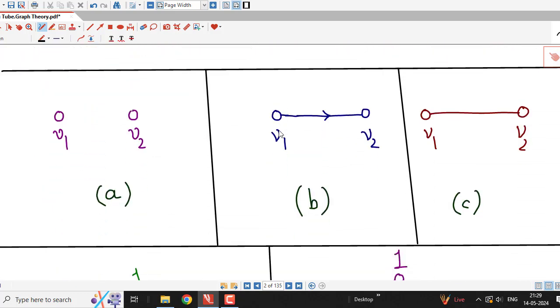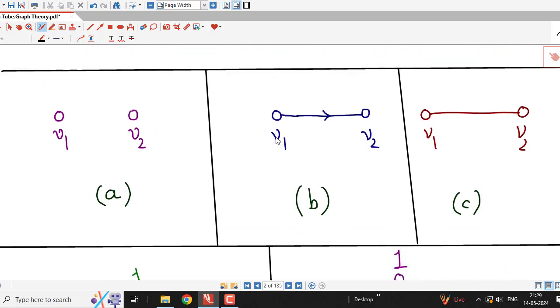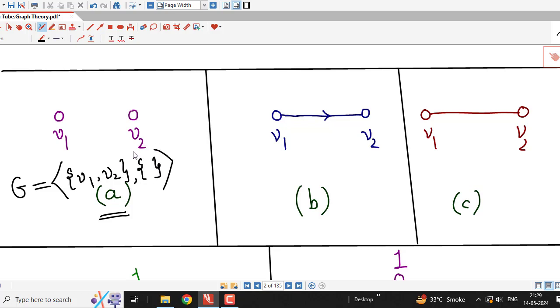Here I have taken several diagrams which satisfy this definition, and therefore they are examples of graph. In the first part, denoted by part A, I have two vertices denoted by V1 and V2, and we can see that they are not connected by any line or arc. So there is no edge here, so we can denote this graph by G = ({V1, V2}, ∅), the set of vertices is V1, V2, and the set of edges is the empty set; there is no edge joining V1 and V2.